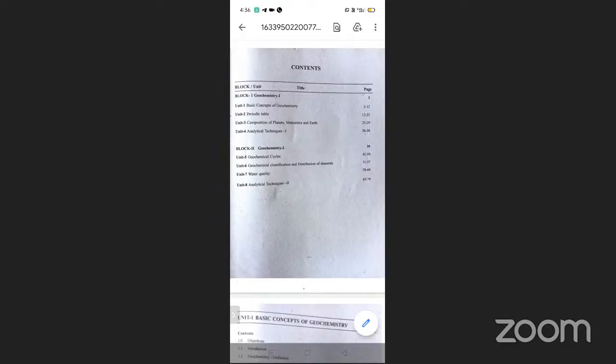The first one is basic concepts of geochemistry. The second one is the periodic table. The third one is composition of planets, meteorites, and Earth. The fourth one is analytical techniques. And when you come to block 2, that is geochemistry 2, block 2, unit 5 is geochemical cycle. Unit 6 is geochemical classification and distribution of elements. Unit 7 is water quality parameters and water quality. And unit 8 is analytical techniques.